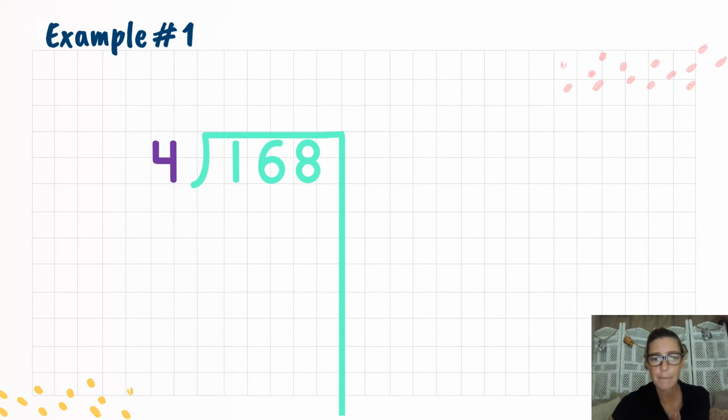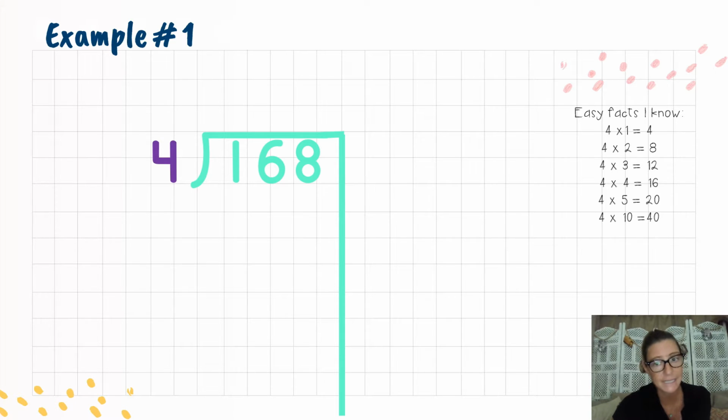Here's our first example. So we have 168 underneath the little house divided by 4. And I'm going to think to myself, what are the easy facts that I know? Well, I know 4 times 1 is 4. I know that 4 times 2 is 8. I know that 4 times 3 is 12. I know that 4 times 4 is 16. I know that 4 times 5 is 20. I know that 4 times 10 is 40.